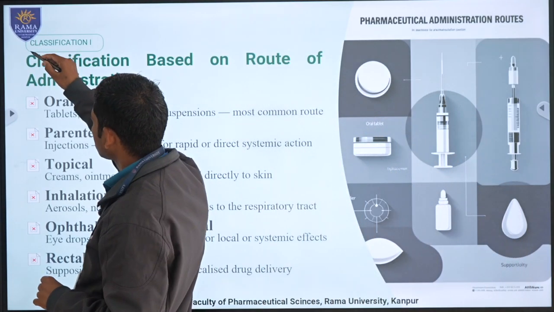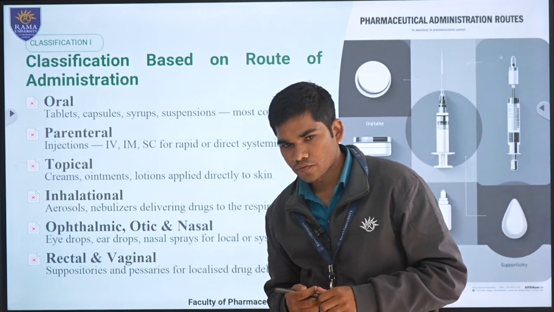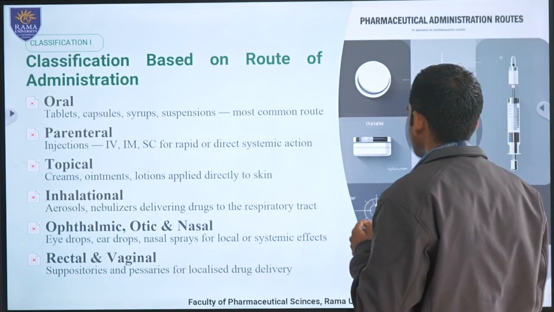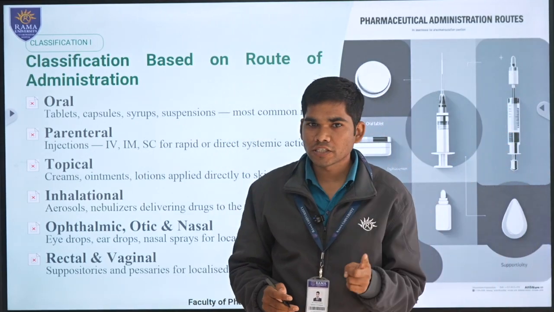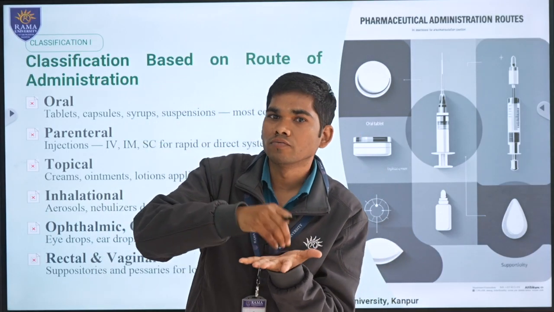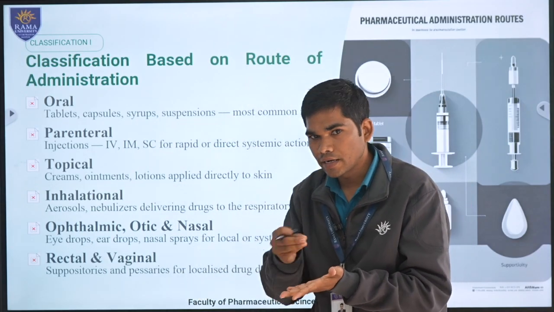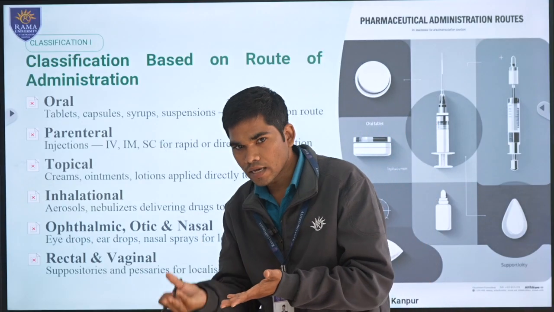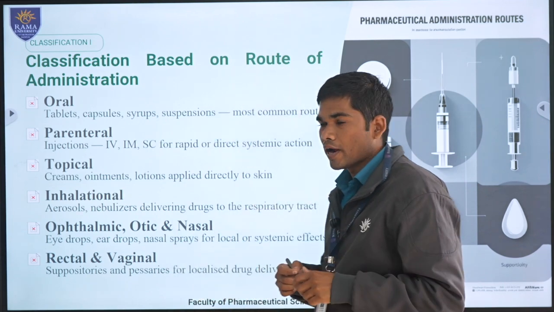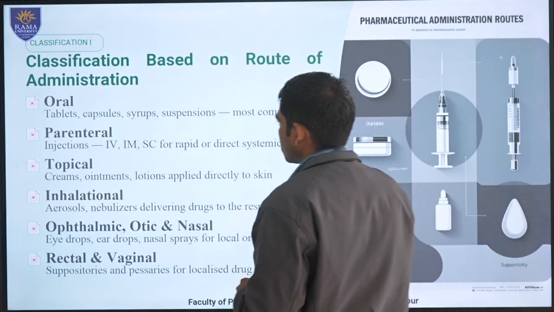Next we'll discuss the classification of dosage forms. The pharmaceutical dosage forms are classified into two types. First is on the basis of their physical form. That means the physical form of the drug, it may be liquid, solid, semi-solid, or gaseous. Then another classification is based on the route of administration.